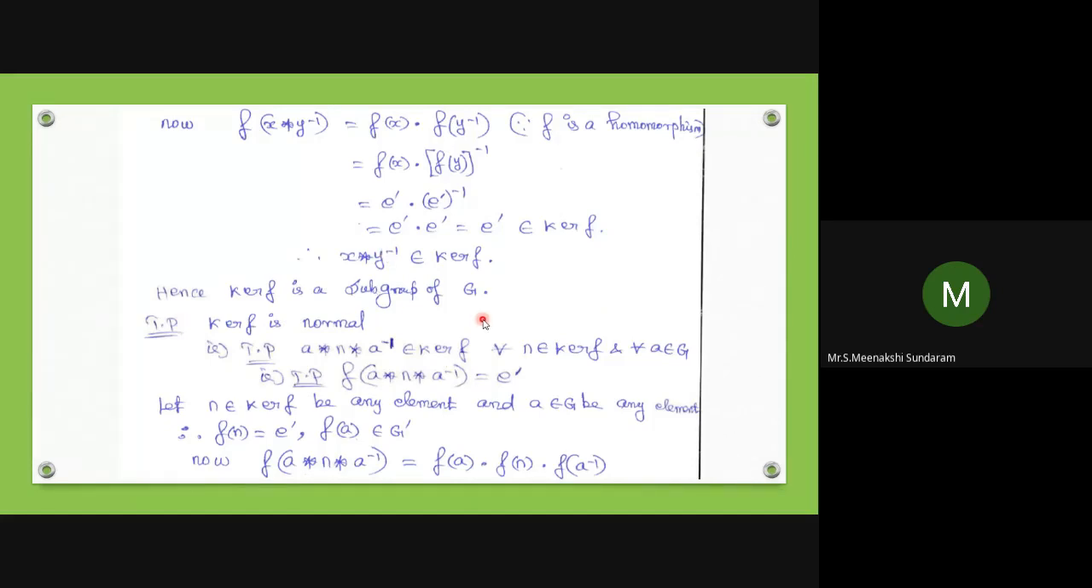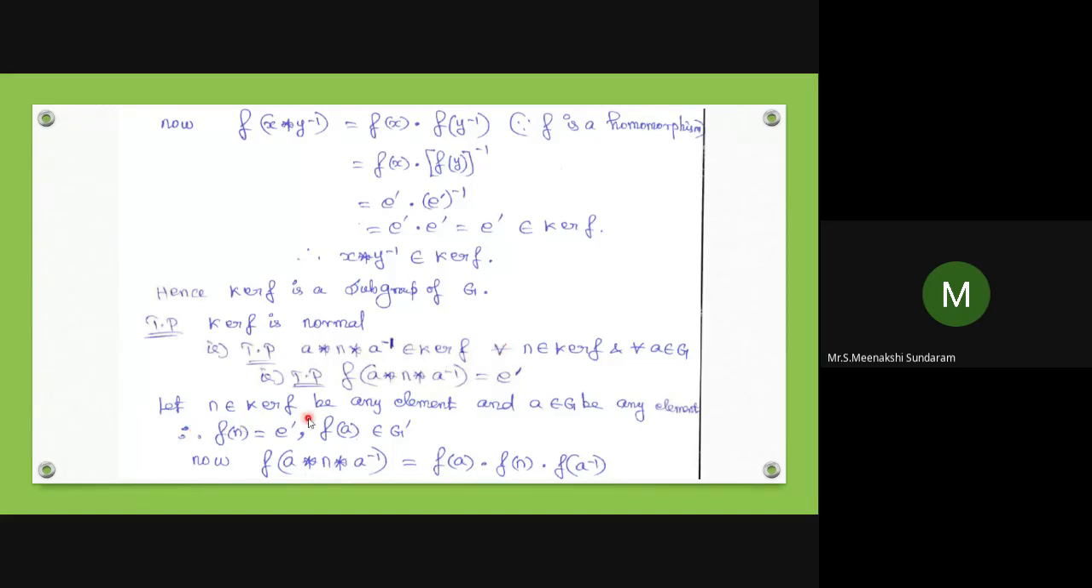Now I have shown the non-empty set, and I have shown subgroup. The only thing I need to show is normal, then only we get a normal subgroup. Normal means that is to prove a star n star a inverse belongs to kernel, that is a star n star a inverse equal to n, capital N, for all n belongs to kernel f and for all a belongs to G. To prove f of a star n star a inverse equal to identity, since I have kernel, it's enough.